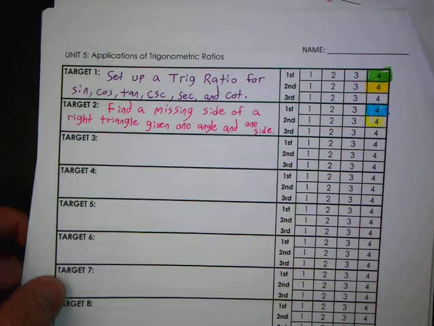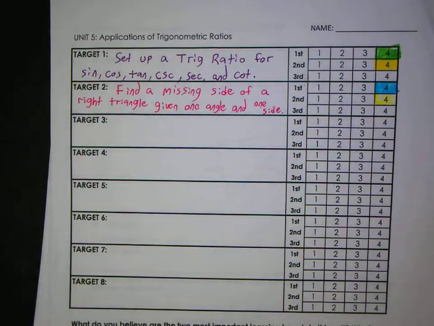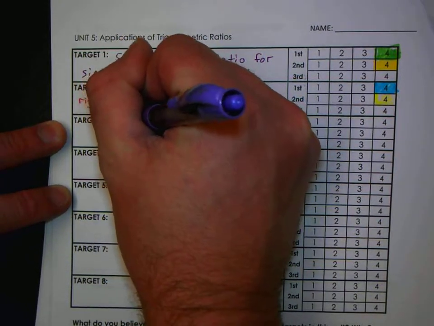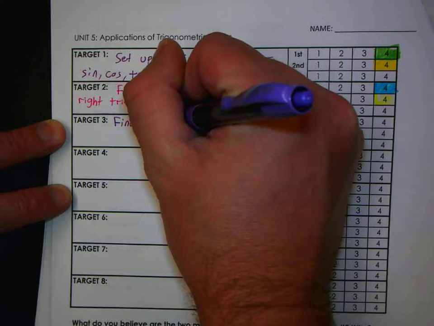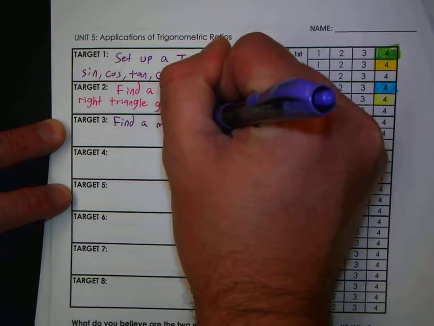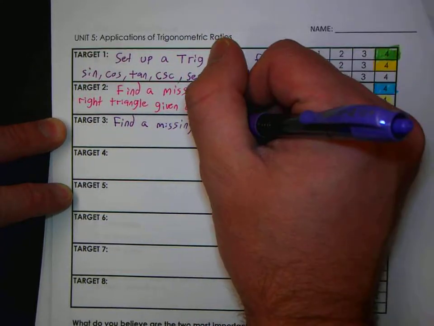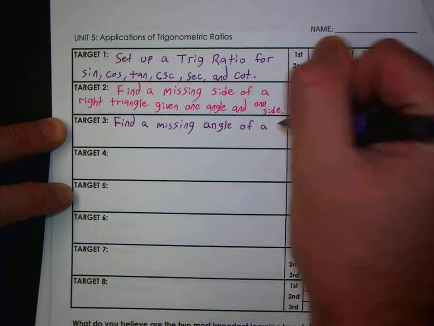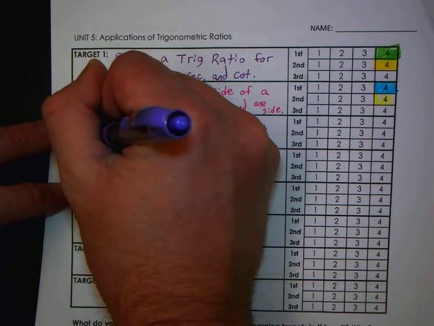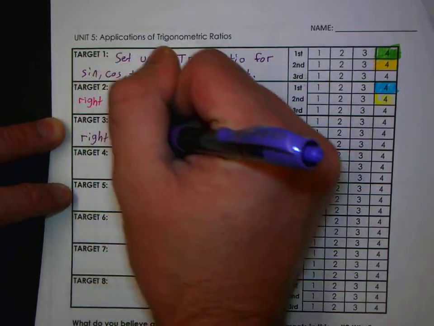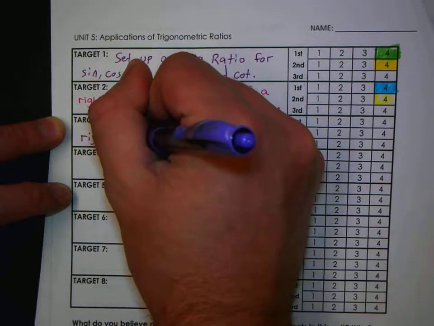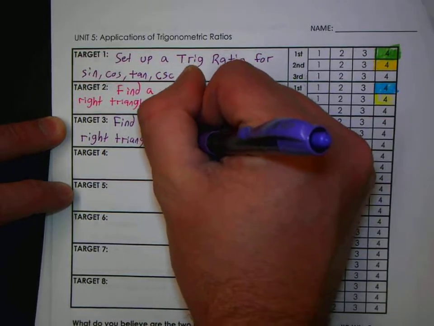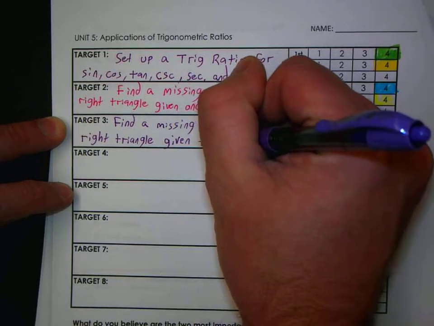Today's skill was, can you find a missing angle of a right triangle given two sides.